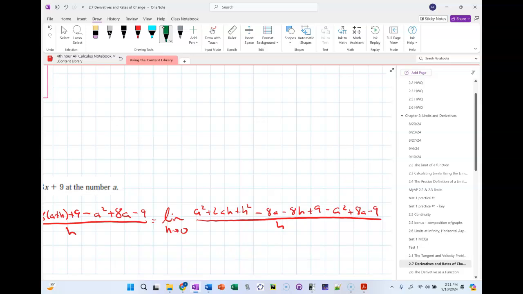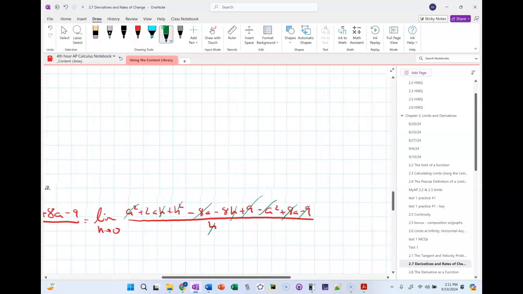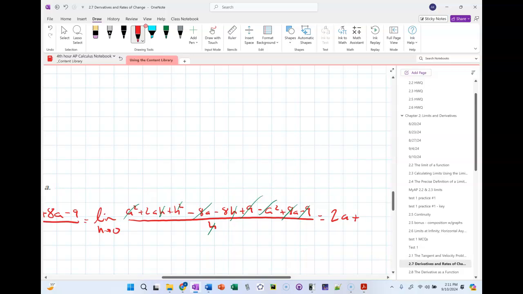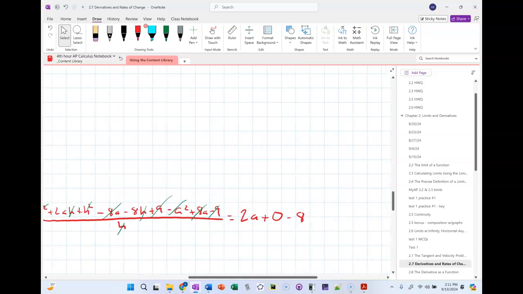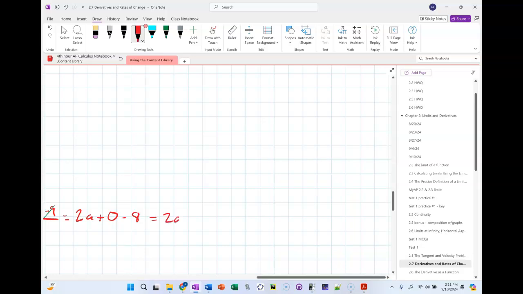Yikes! Mr. Kulik, that got pretty messy. It's all right, let's see. A squared, negative a squared, you out of here. Minus 8a plus 8a, you out of here. Plus 9 and minus 9, you out of here. What do we notice about the terms that are left in the numerator? They all have h. Let's reduce those out of there. Boom, boom, boom, boom. And then if we do a direct substitution, we have 2a plus 0 minus 8, or just 2a minus 8.